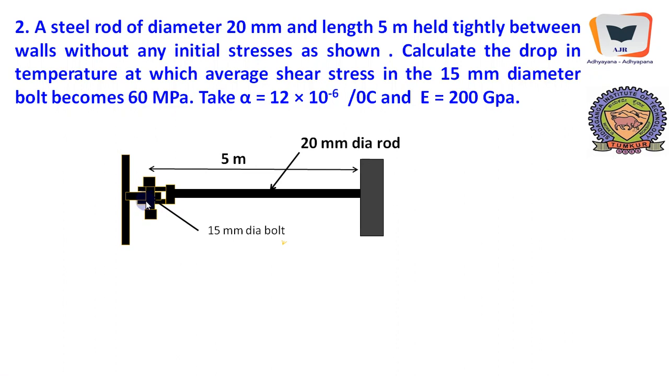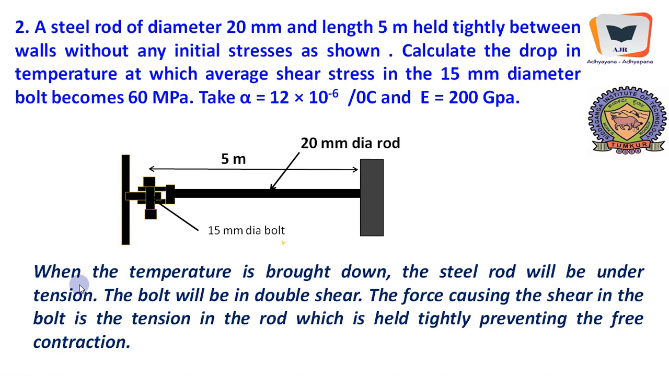it will be in three pieces, one here, one at this interface, another at the other interface. Therefore, two areas of cross section are participating in taking the shear, and the shear has been measured to be 60 MPa when the temperature was cooled. And we have been asked to find out the change in temperature when the average shear stress in this bolt becomes 60 MPa.